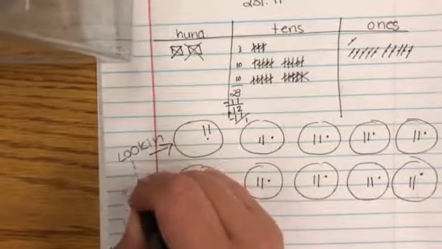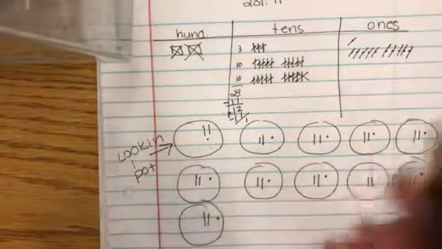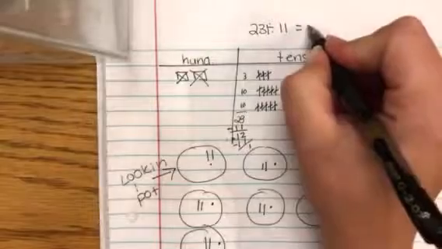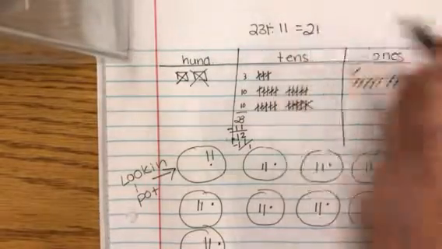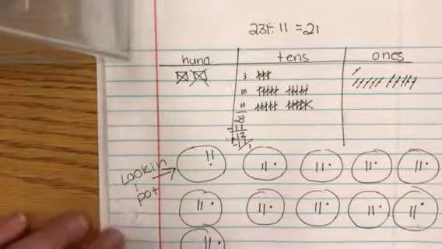So I look in 1 pot to get my answer. That was 21. So my answer is 231 divided by 11 is 21. Okay.